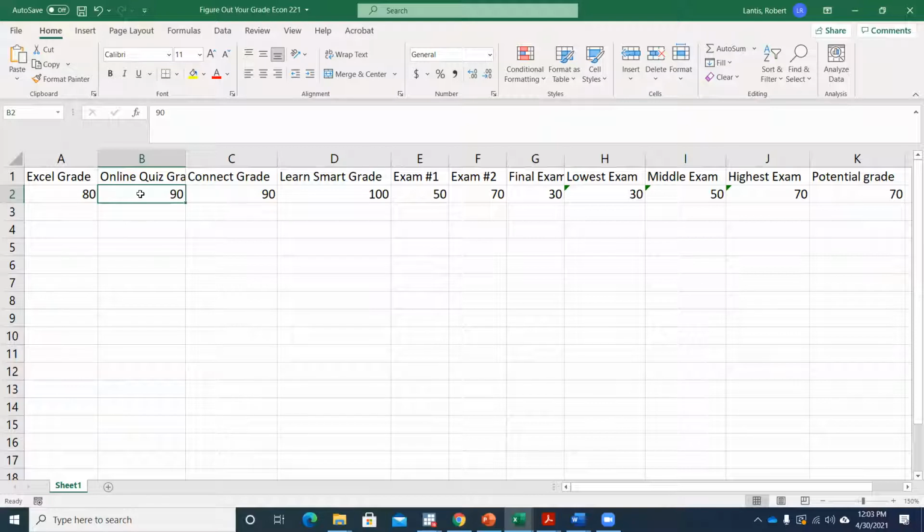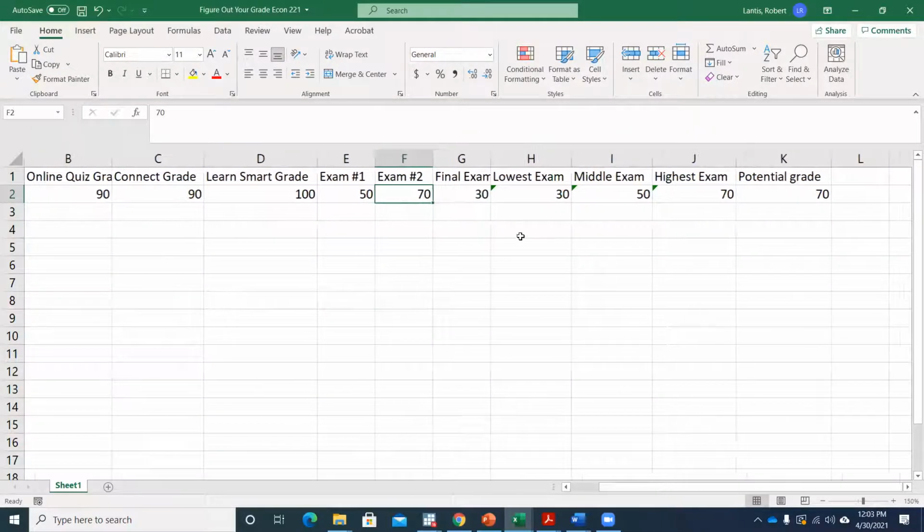So this person had a 90 on the online quiz, 90 on Connect, 100 on Learn Smart. They didn't do very good on the first 2 exams. So you could even play around with, what grade do I need on the final to get whatever desired grade I want. So if I want an 80, if I get an 80 on the final, I'd be really, really close to that cutoff, right? So this person could, maybe, I don't know, get an 83. That's going to be pretty close or round up to that 80.